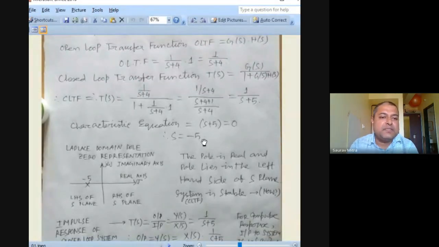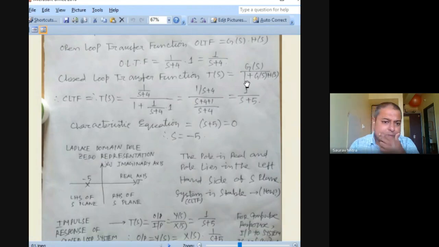So the closed loop transfer function is G(s) by 1 plus G(s)H(s). G(s) is the forward path gain, H(s) is the feedback gain, and H(s) also can be a function of s. So H(s) also can be 1 by s plus 3. I can give H(s) as 1 by s plus 3, G(s) as 1 by s plus 4, and ask you to find T(s), the pole position, the impulse response, the step response. So thousands of numericals can be designed on this. Likewise, what we find is the closed loop transfer function T(s) is equal to 1 by s plus 5. This is what we have found.